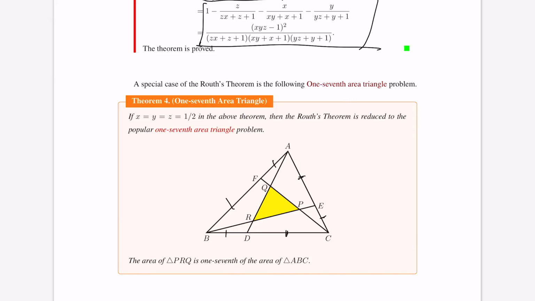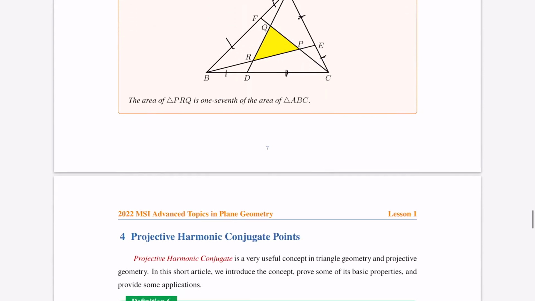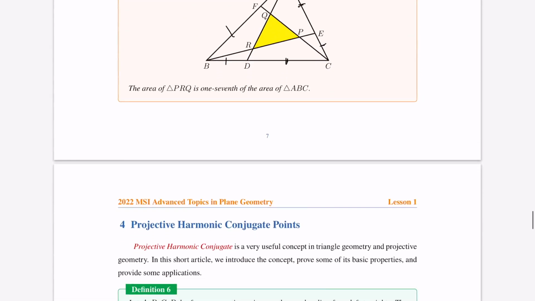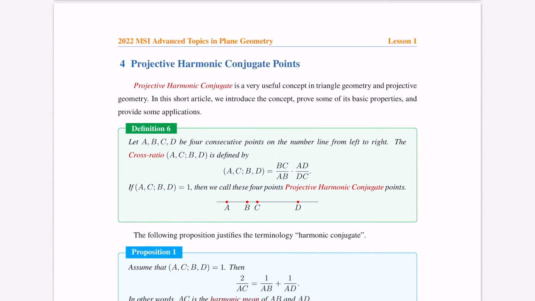What is the area in the middle? The answer is that the area in the middle is 1/7 of the total area of the triangle. So using the Routh theorem, you can plug in XYZ to be 1/2 to do the computation. You can also use Menelaus theorem to compute them directly. Okay, so that basically concludes the first portion of the lecture.